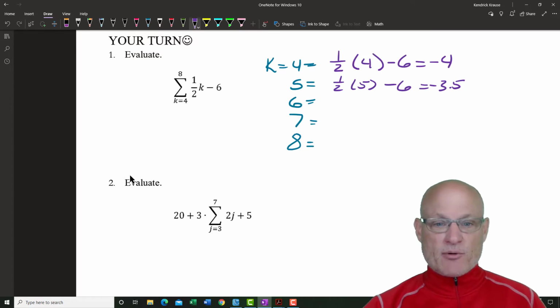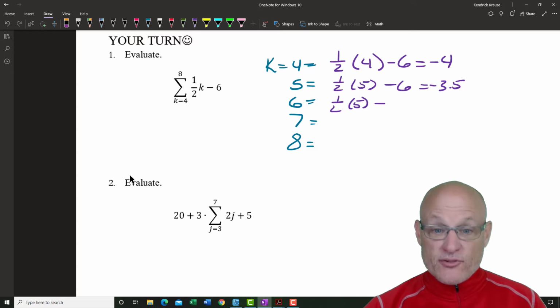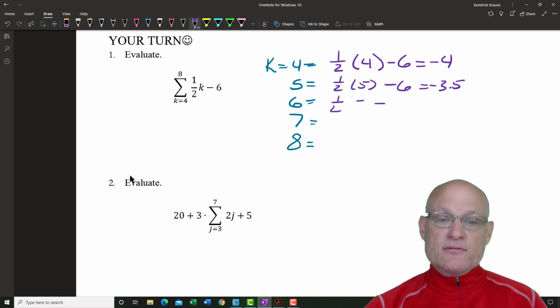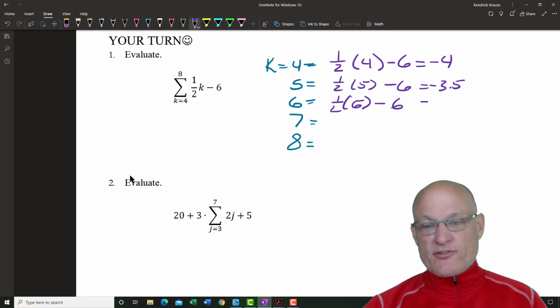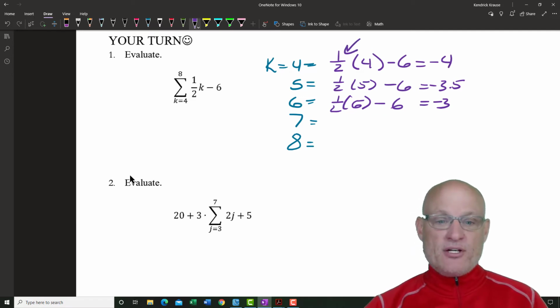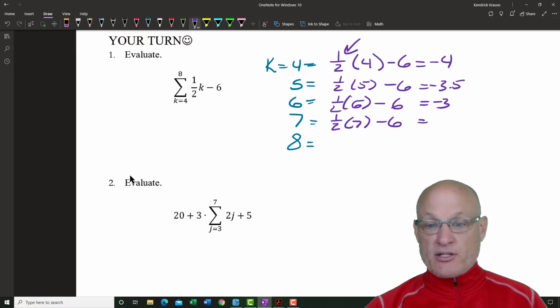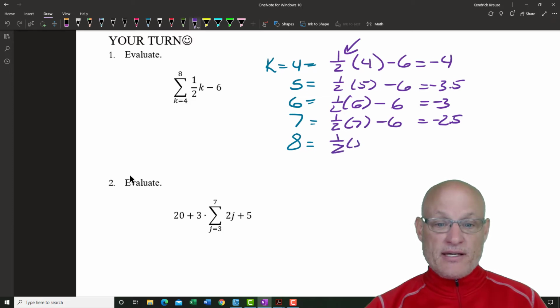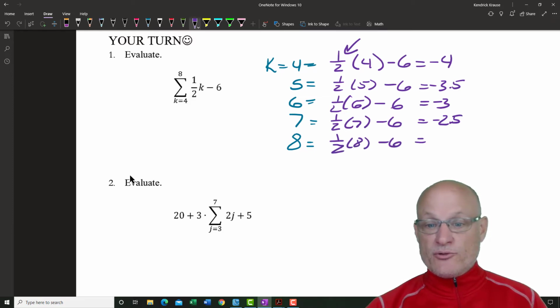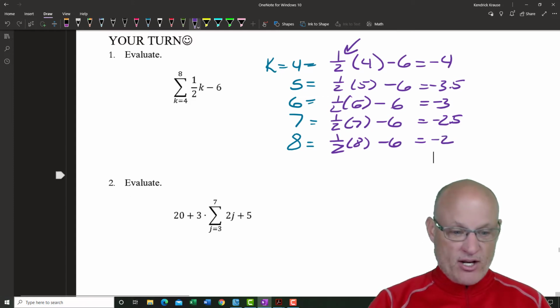Negative 3.5. Okay, and then we're going to take half of 5 minus half of 6, and then minus 6. So that's 3 minus... So this is equal to negative 3. And I think you now see the pattern, right? We're going up by a half. So half of 7 minus 6 would be equal to negative 2.5. And then half of 8 minus 6 would be equal to negative 2. And then we just add all this stuff up.